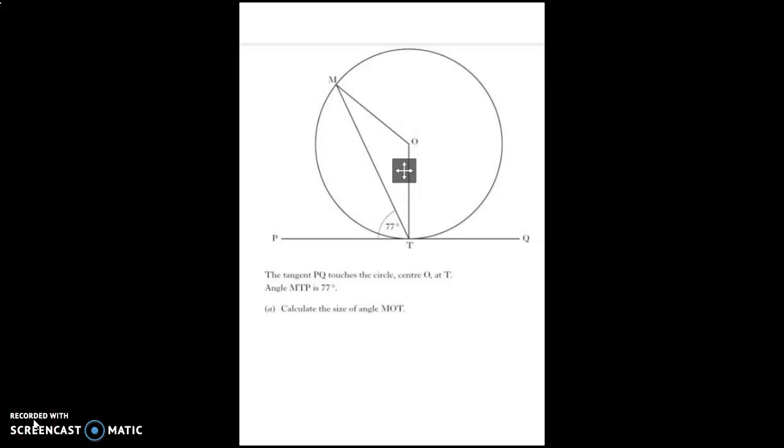Here's another question we're going to try. Pause the video, write down everything you see, try the question, press play when you're ready.